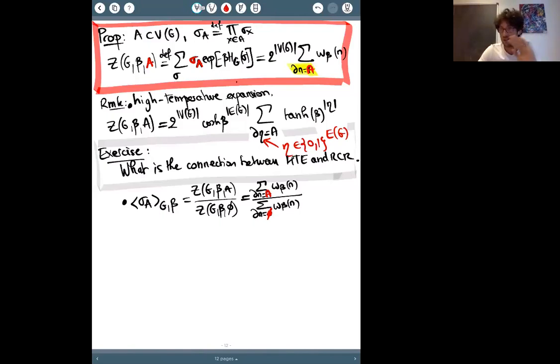So it has nothing to do with it, it's not the same type of sums. Okay, that was the second comment. So let's turn to the proof. The proof is quite simple.